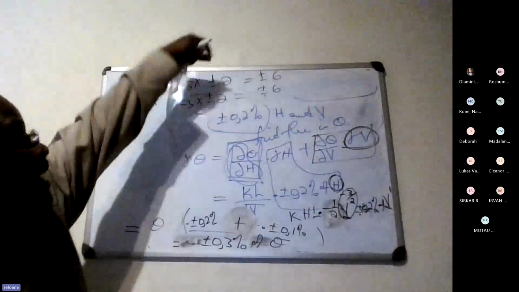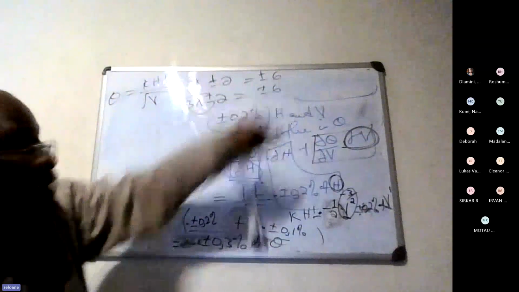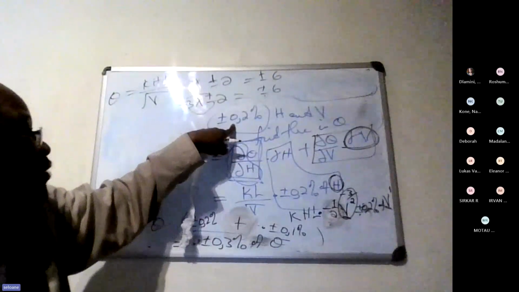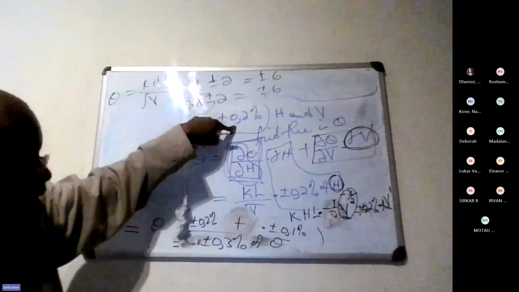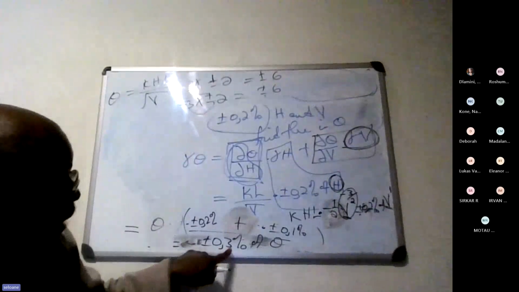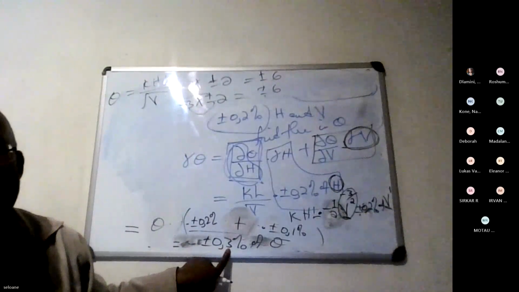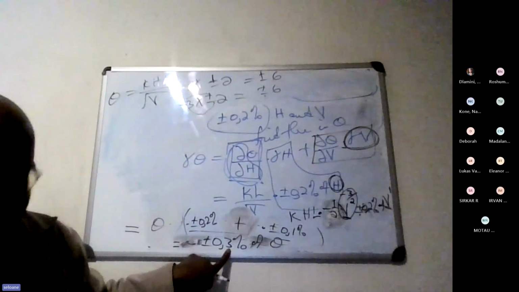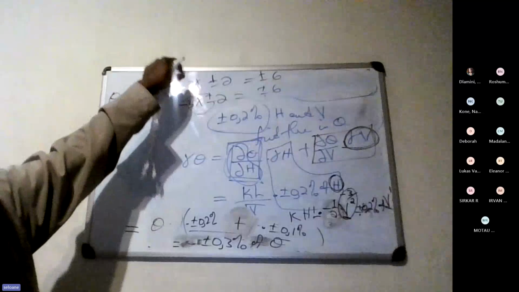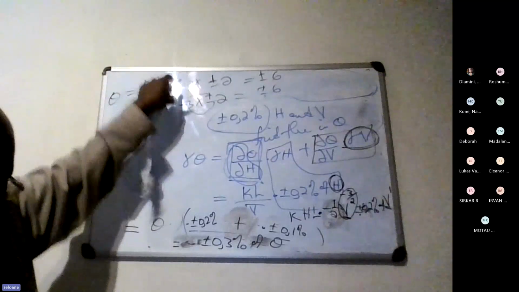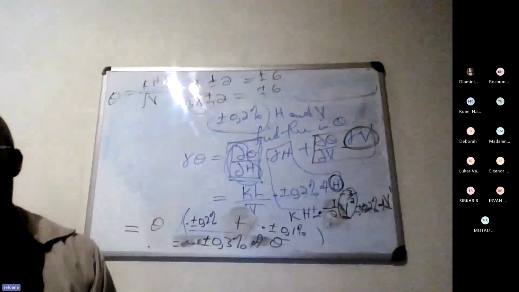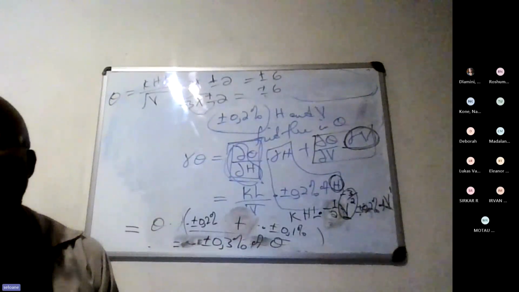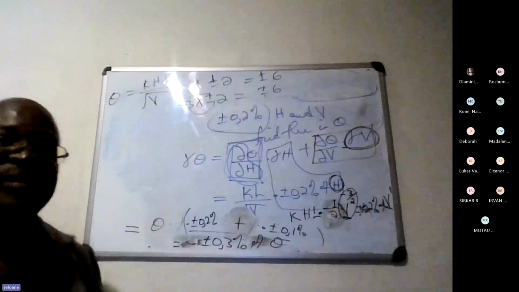Therefore, in measuring the H and the V, if there are possible errors of plus or minus 0.2%, these possible errors will give you this. Therefore, you have to accommodate these possible errors when we are looking at theta, which is dependent on H and V coming with these possible errors. Therefore, expect plus or minus 0.3 percentage in the measurement of theta.